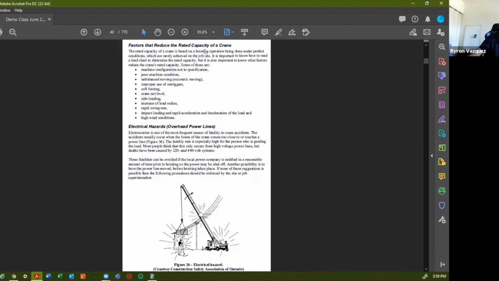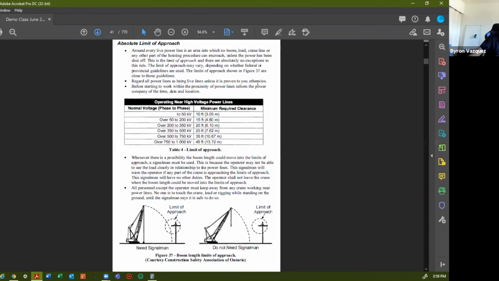These are factors that reduce the rated capacity of the crane. So basically there are some electrical hazards, overhead power lines. So now we're looking at the limitations of these devices. This is the last thing I'm going to cover because it is 4 p.m. and that is the end.